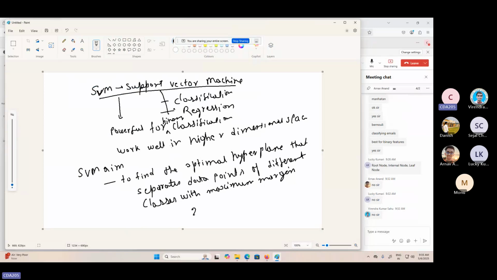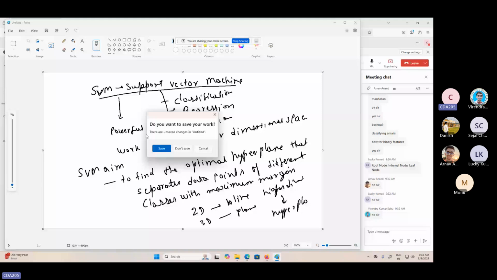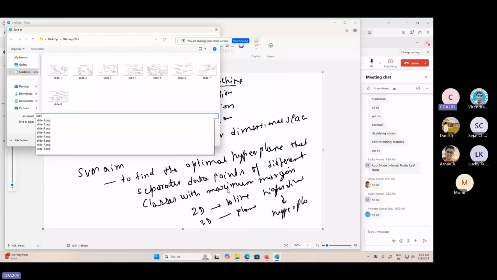Whenever we are talking about 2D, it is a line. Whenever we are talking about 3D, it is a plane. And whenever we are talking about higher dimensions, then it is a hyperplane. These are the important things in SVM. Now, some technical terms are also in SVM.